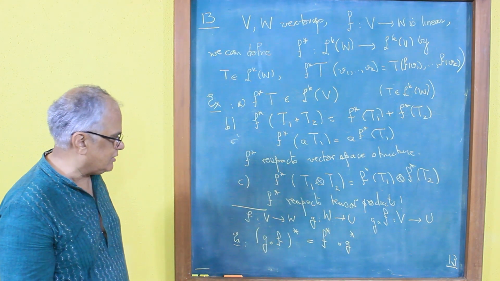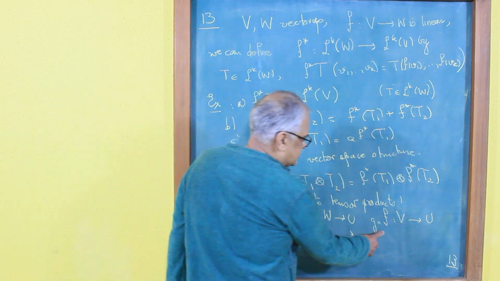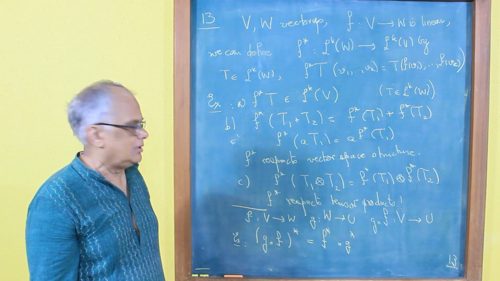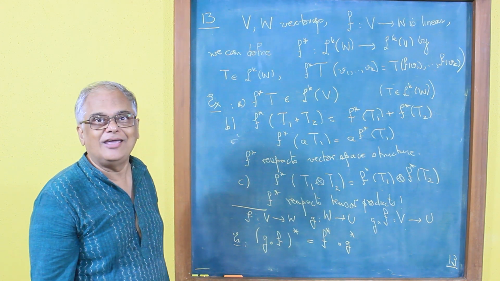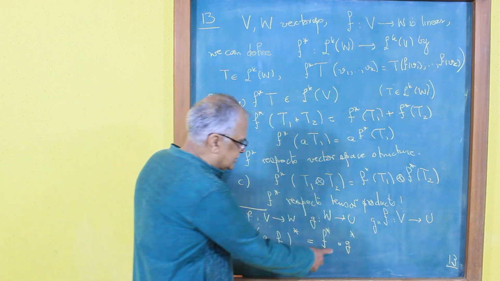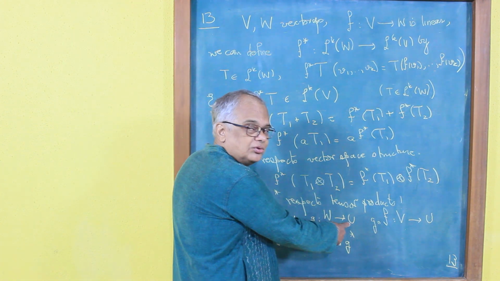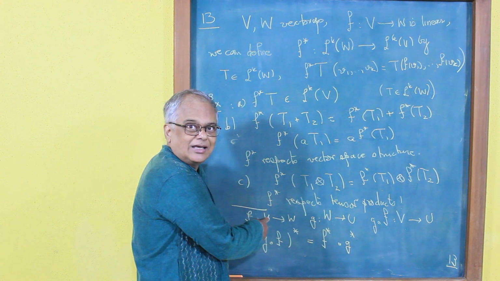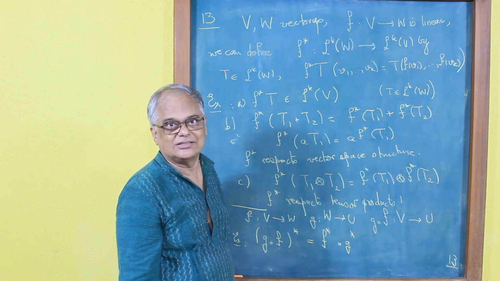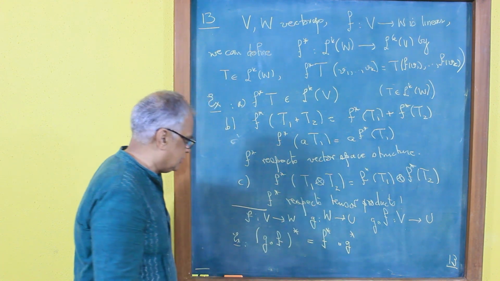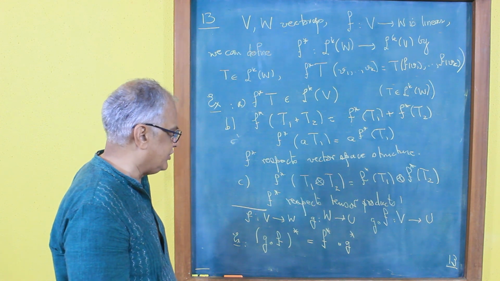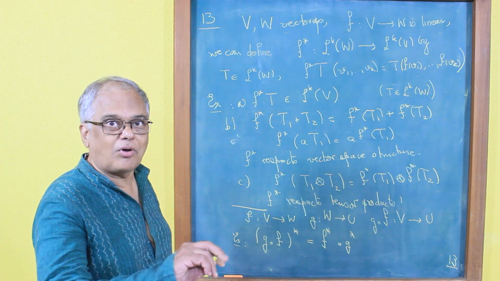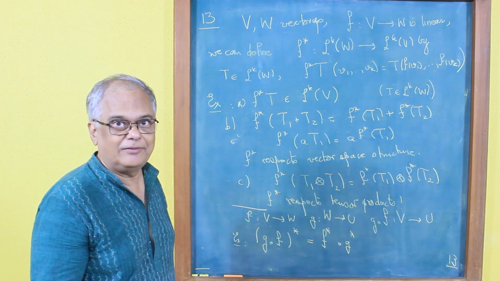Let's just confirm that this whole thing makes sense. G composed with F is from V to U, so its upper star should go from L^k(U) to L^k(V). G star will go from L^k(U) to L^k(W), and F upper star will go from L^k(W) to L^k(V). So this composition makes sense. This is quite interesting, and it's the first example where you will be seeing this order being reversed.